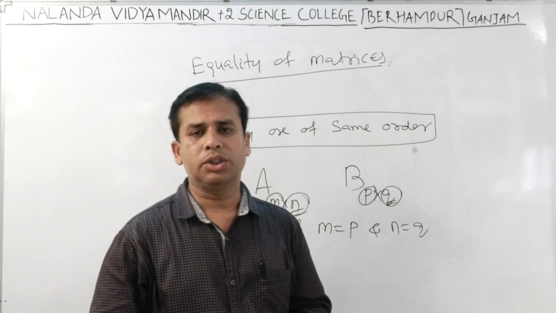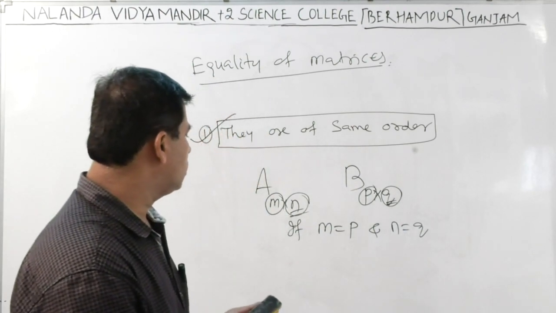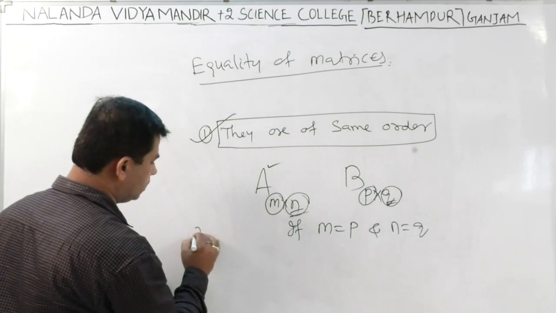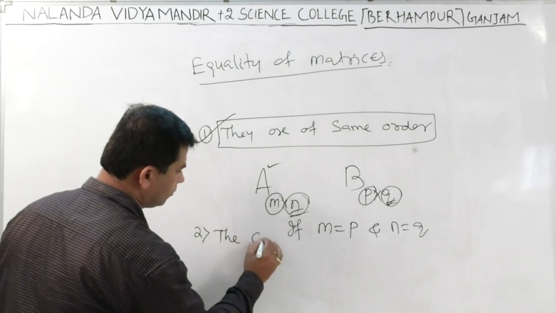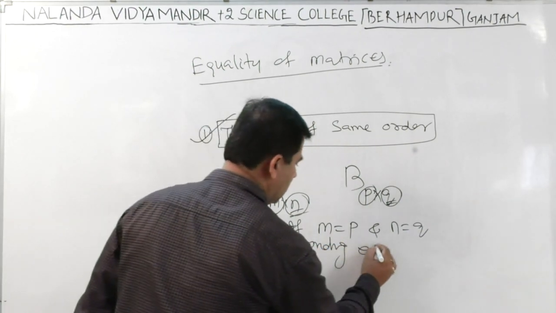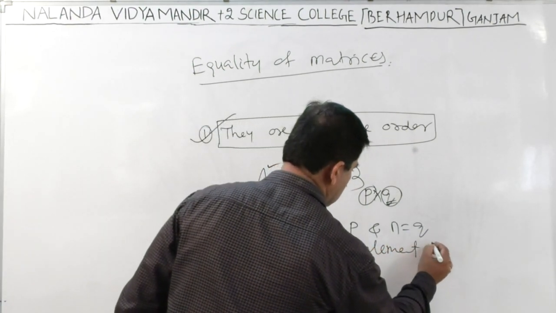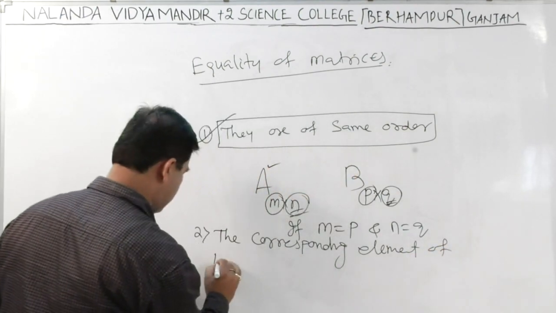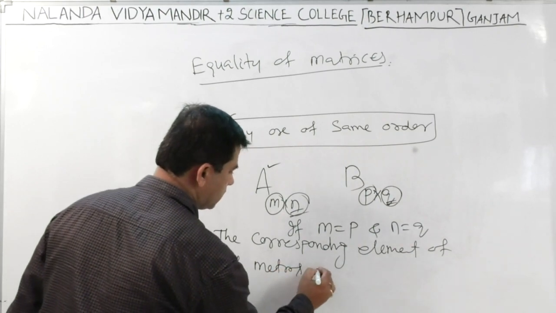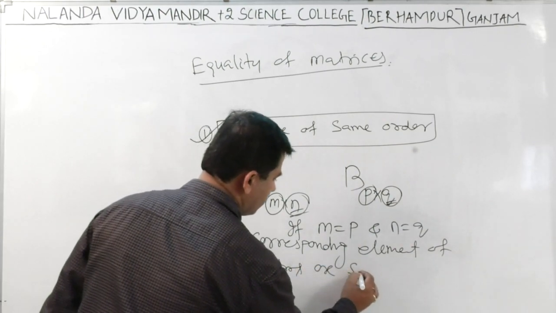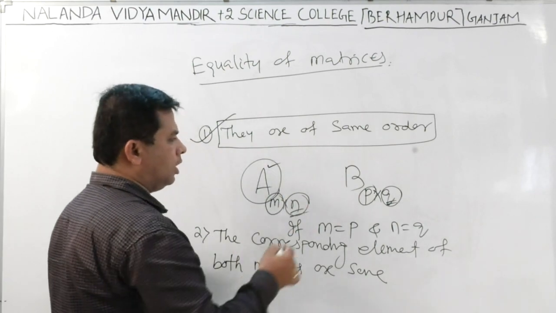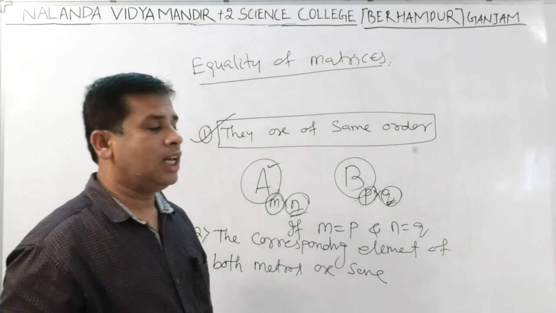The second condition for equality: the corresponding elements of both matrices are same. That means the corresponding elements of matrix A and matrix B.